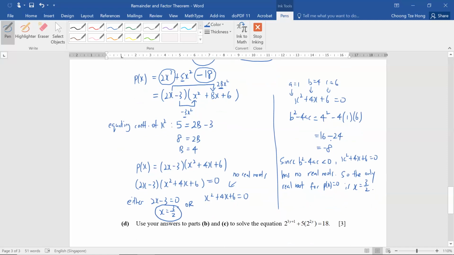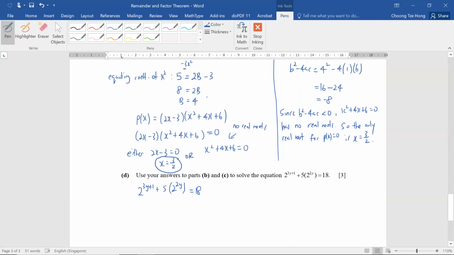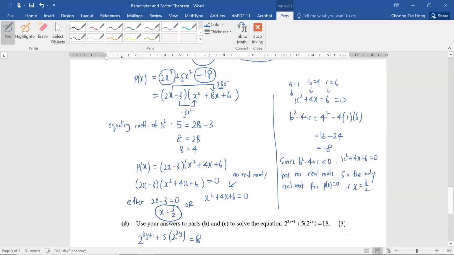Use our answers to part B and C, which are the two previous parts, to solve the following equation. So the equation given to us in this part is this. It looks complicated. In math, if you see something unfamiliar, what you try to do is change it to something that is familiar to you. And in the previous part, what we solved is this equation, right? Actually, in the previous part, we solved p(x) equal to 0, and p(x) is equal to 2x cubed plus 5x squared minus 18. So what we solved is this.